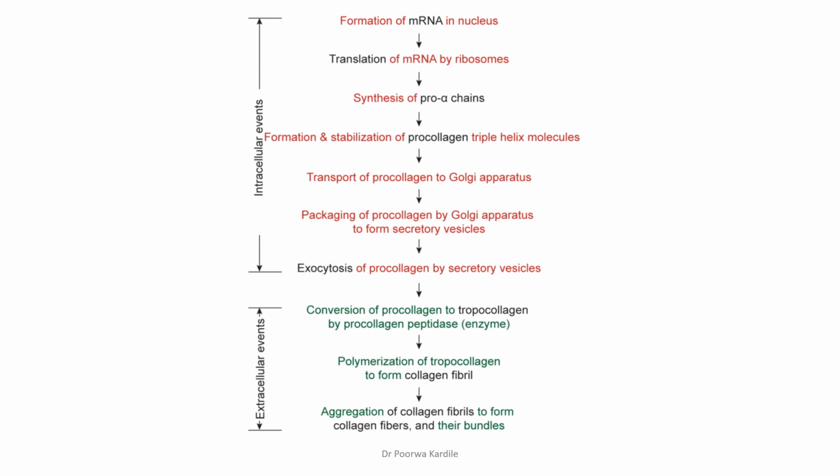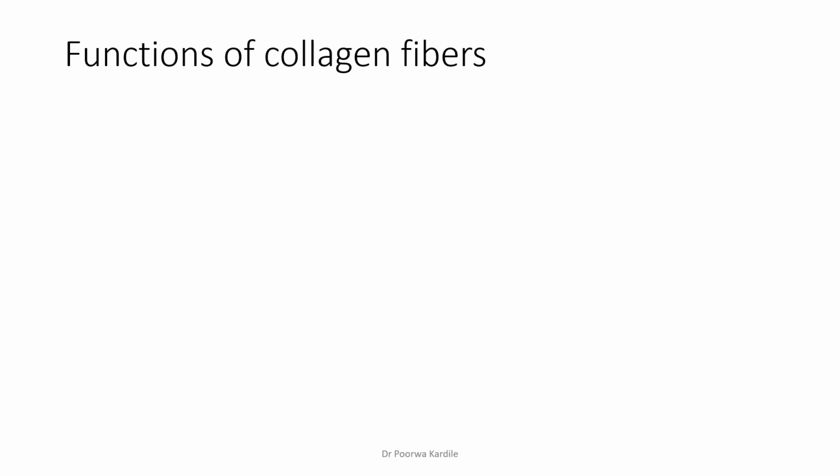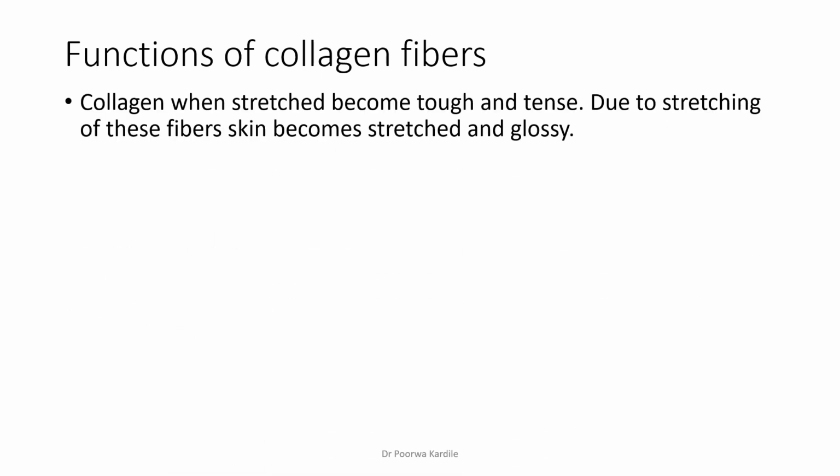Aggregation of collagen fibers will form the bundles. Collagen fiber provides tensile strength. Collagen present in the skin helps in stretching of the skin. So if we see the skin of a young person, it is glossy and it can be stretched, but as the age advances, the production of collagen fibers is decreased, and in old age thus wrinkles appear on the skin.